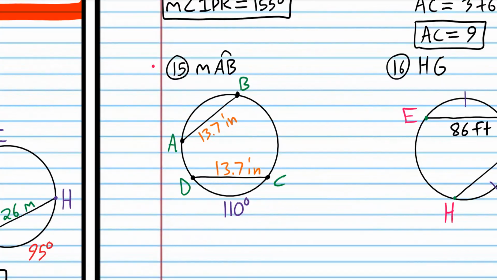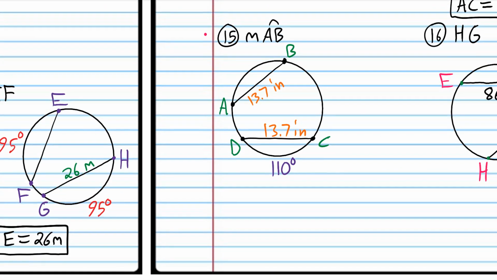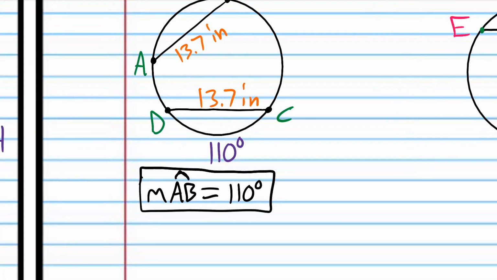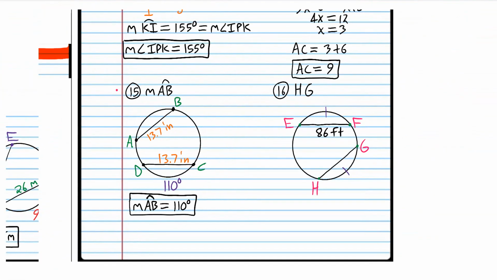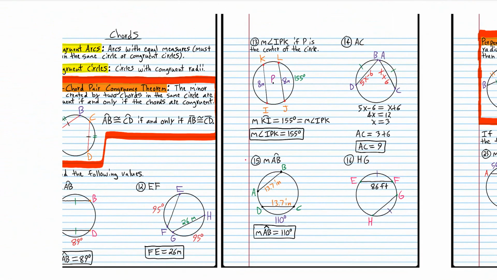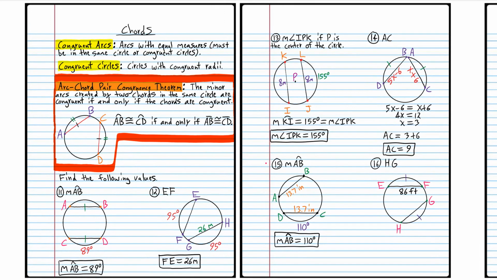All right, we're back. These are congruent chords because they're both 13.7 inches, which means that the corresponding arcs must be congruent. So the measure of arc AB must be equal to 110 degrees. So if you got that answer, good job. That should be an arc, not a V symbol. All right, so now we're looking for HG. Go ahead and try number 16, and when you come back, we'll do it together.